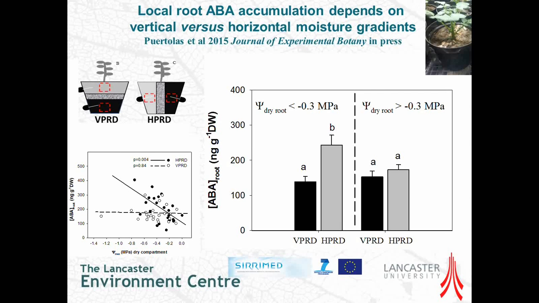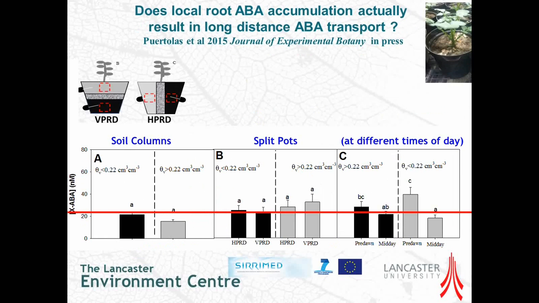Did we actually get an ABA signal? And disappointingly, in this particular experiment done with potato, independently of how the soil drying was imposed, whether it was in soil columns or split pots, vertical or horizontal partial root zone drying, we basically got the same ABA concentration in the xylem sap. Certainly this particular experiment is somewhat different from a lot of the partial root zone drying literature where there is significant xylem ABA accumulation as a result of partial root zone drying.